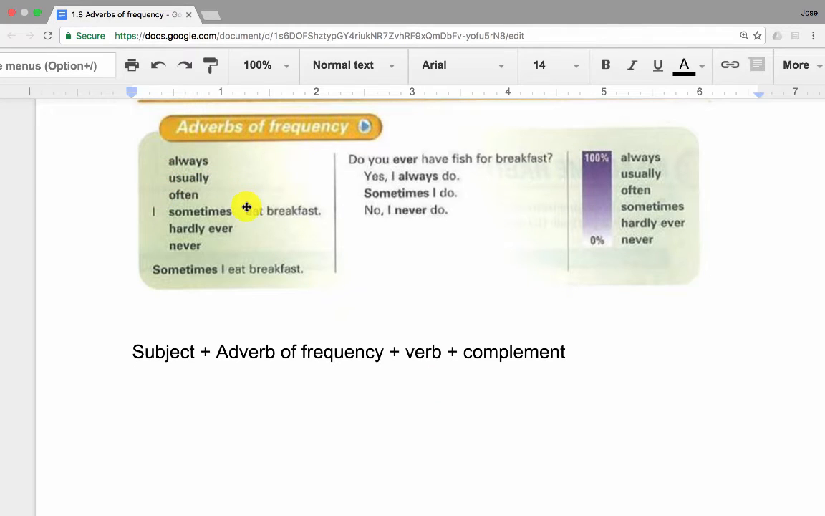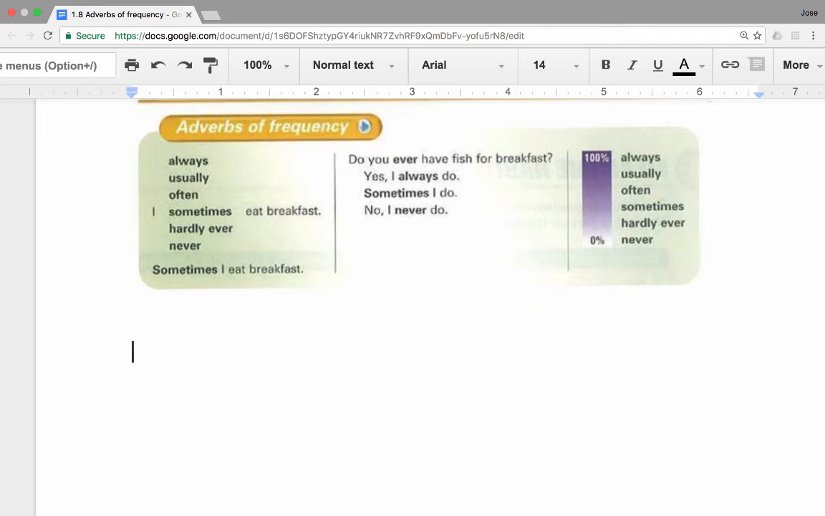I always eat breakfast. The subject is I. The adverb of frequency is always. The verb is eat. And the complement is breakfast. I sometimes eat breakfast. The subject is I. The adverb of frequency is sometimes. The verb is eat. And the complement is breakfast.